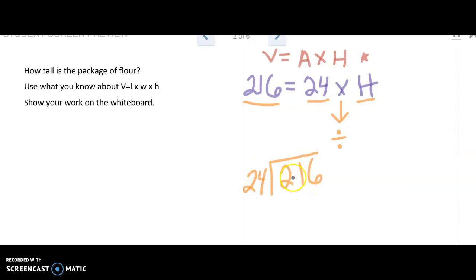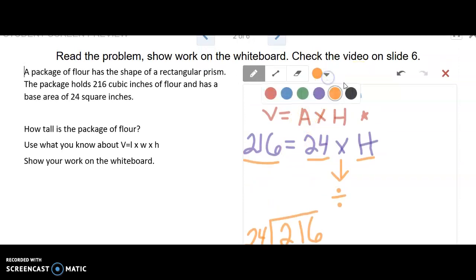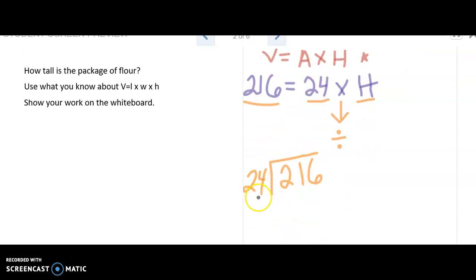Okay, now I'm going to change my colors here just because I like to help keep my eyes engaged. So I'm going to think, well, can I put 24 into 2? No, I can't do that. Can I put 24 into 21? Nope, it's too much. How about 24 into 216? I sure can. And I'm going to do a little trial and error.